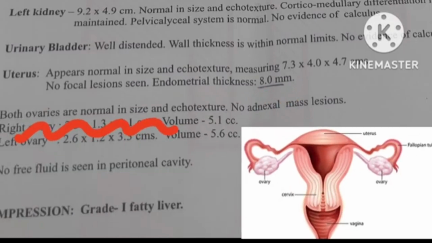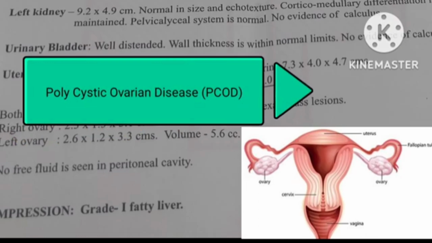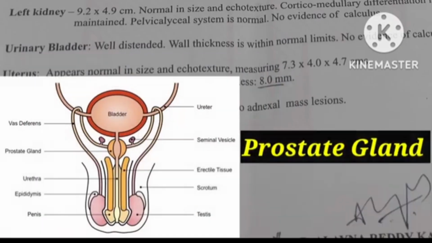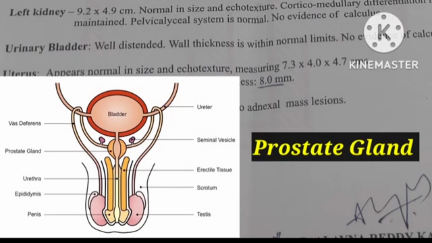Next comes the ovaries. How are the ovaries seen? If they are normal, they'll mention it as normal. If they are enlarged, they will mention enlarged ovaries. And are there any cysts or multiple cysts? If there are multiple cysts, we call this condition polycystic ovarian disease. Whereas in males, the prostate gland is seen. How is the prostate gland? If it is normal, they'll mention it as normal. If the prostate gland is enlarged, we call it prostatomegaly.